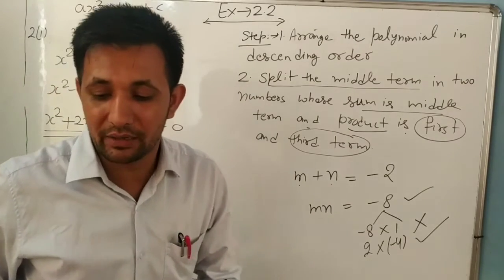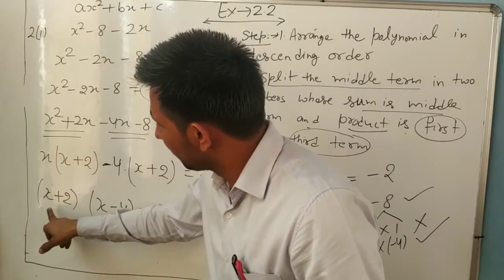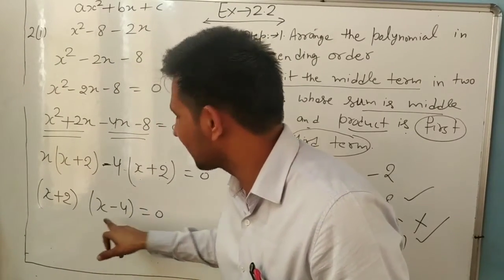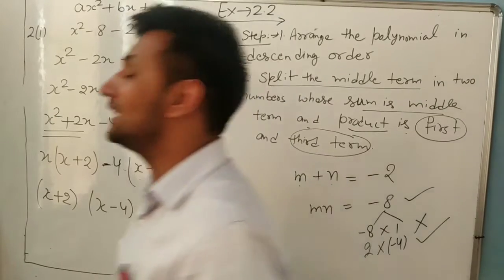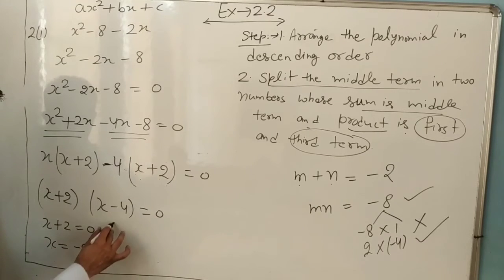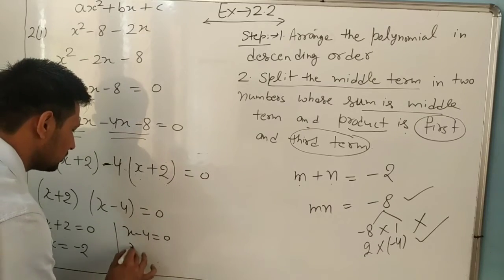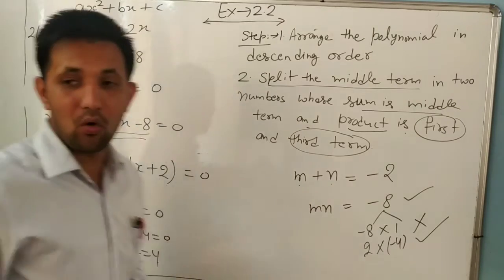So first part, find the zeros. If we want to find zero, it means the multiplication of the first number and second number is 0. It means either the first is 0 or the second is 0. If the first is 0, then x is minus 2, and if the second is 0, then x minus 4 equal to 0, so x equal to 4.